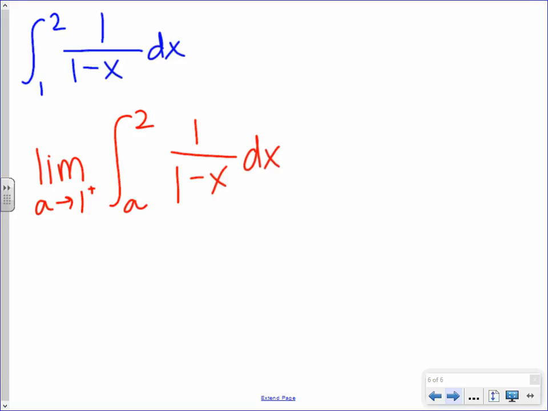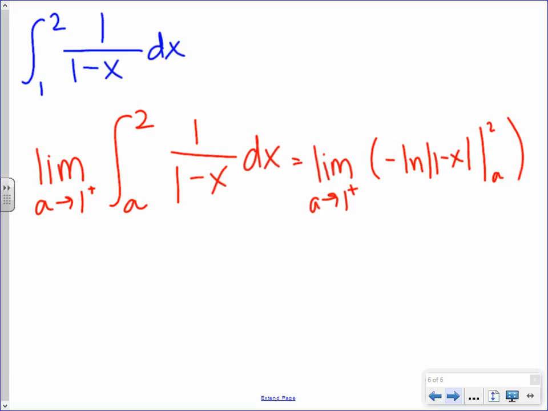Now we can actually take the antiderivative, which is what? Natural log of 1 minus x times negative 1, right?